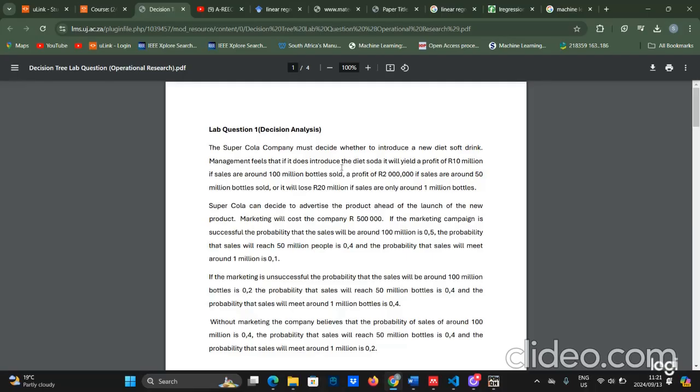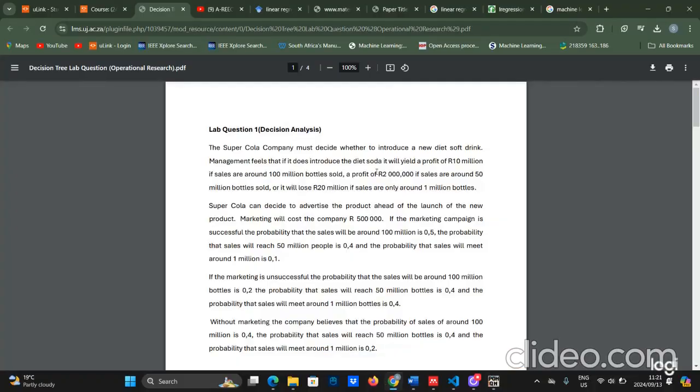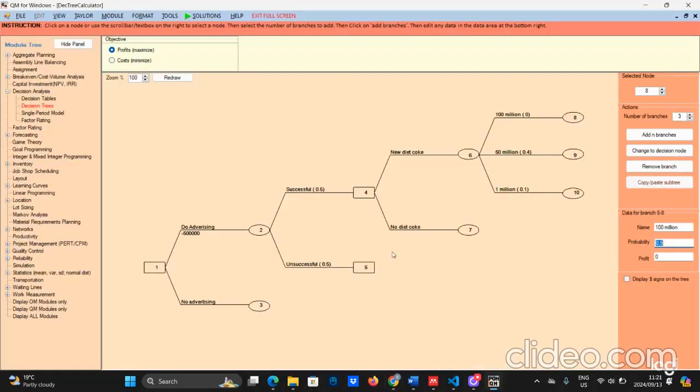Now here, if you go back to the top, they said if they sell 100 million bottles, they'll make 10 million, right? Which means if they sell 100 million bottles, the most likely profit is 10 million. But since you already spent 500,000 on advertising, we have to subtract the cost of advertising from the 10 million, which means the expected profit will be 9.5 million, right?